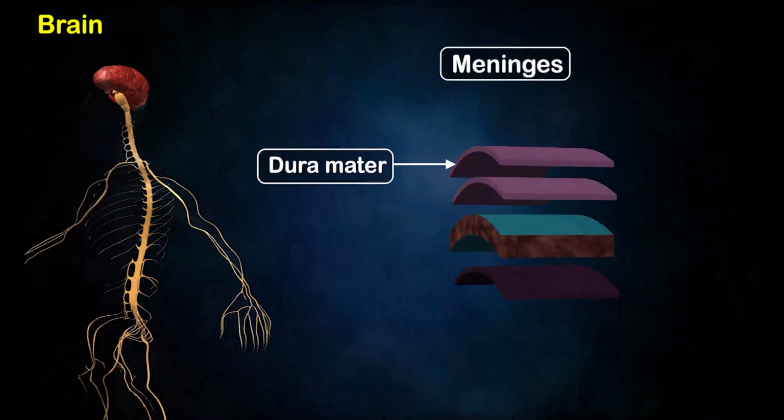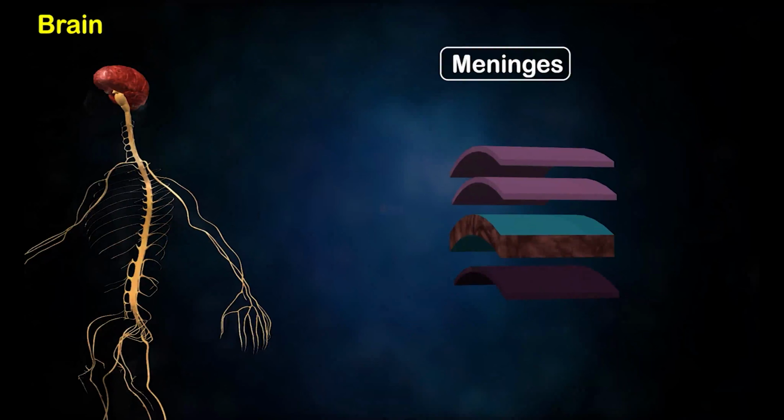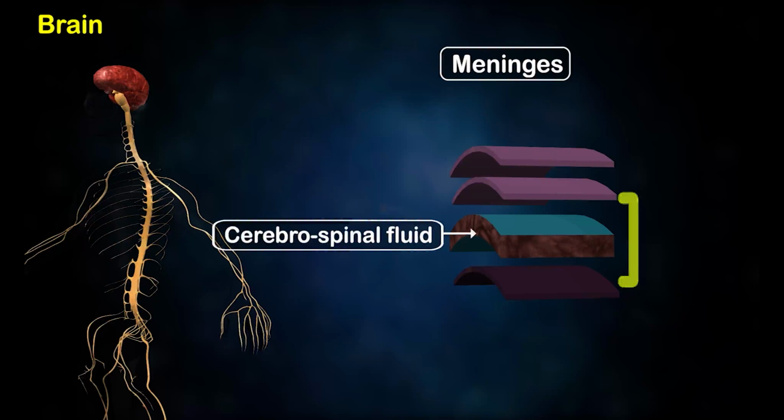Outer layer, dura mater; middle thin layer, arachnoid mater; inner layer, pia mater. The space between the middle and inner layer is filled with a fluid called cerebrospinal fluid. It acts as a shock-absorbing medium. Cerebrospinal fluid, along with the meninges and cranium, protects the brain from shocks and jerks.